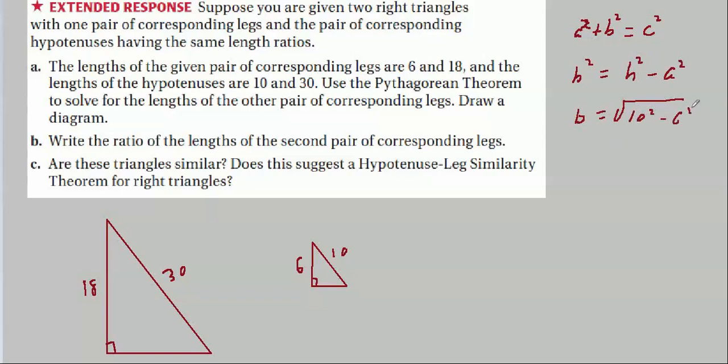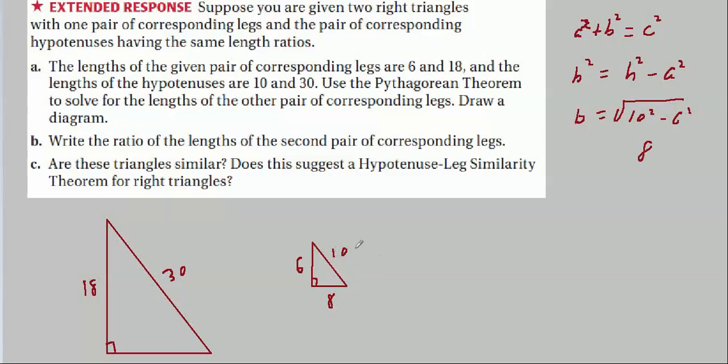And it's 100 minus 36. That's 64, right? And the square root of 64 is 8. So, boom. We've got 8. Well, let's stop for a minute. It's good to spot things with right triangles.